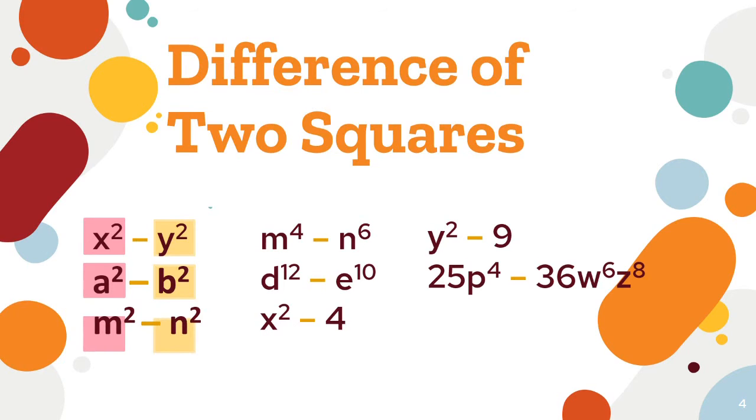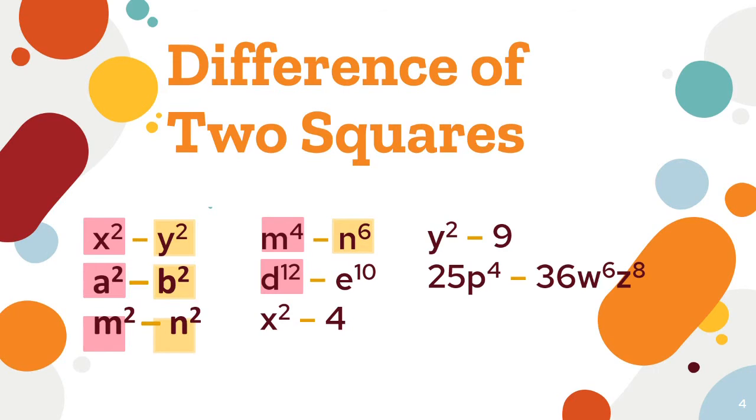Pagdating dito sa m to the 4th at n to the 6th, wala silang squared na katulad nung kanina, pero perfect square din sila. Kasi remember, ang m to the 4th ay product ng m squared at ng sarili niya. So m to the 4th is a perfect square and its square root is m squared. Ganon din sa n to the 6. Kaya, for variables, para mas madalian kayo pag-determine kung perfect square sila, kailangan positive ang exponent at even ito. Pag sinabing even, nadidivide siya exactly by 2.